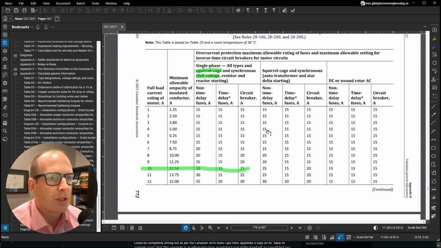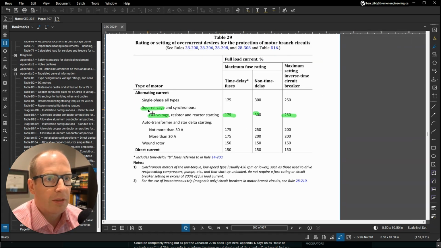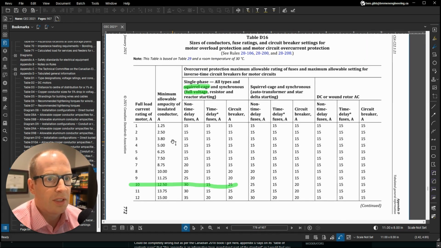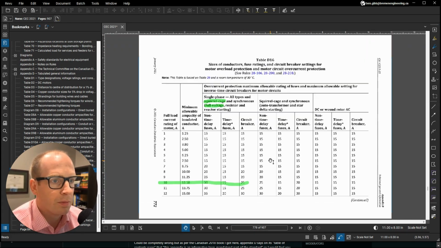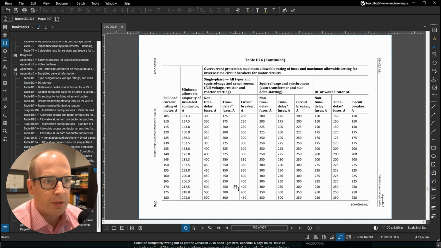So I'm starting to clue in here that this Table D16 is a cheat sheet for doing the calculations. Cheat sheet, lookup table, whatever you want to call it. I'm thinking here that Table 29 gives you the percentages required, and Table D16 does the math for you, which is kind of nice when you're in the field.